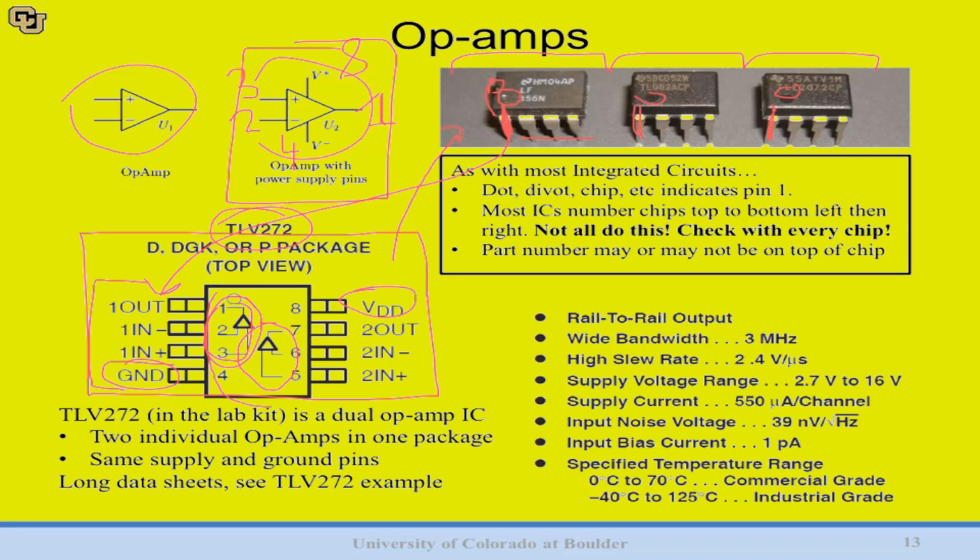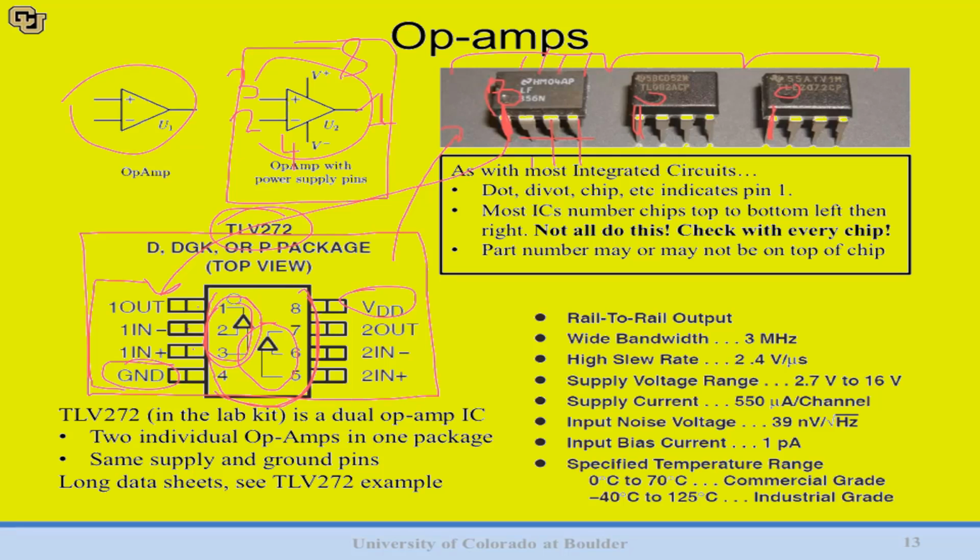Remember how they label them. You can see this chip labels it 1, 2, 3, 4, and then loops around to the other side, 5, 6, 7, 8. So 1, 2, 3, 4, you'd have 5, 6, 7, 8. Just take a look at the data sheet and follow exactly what it says.